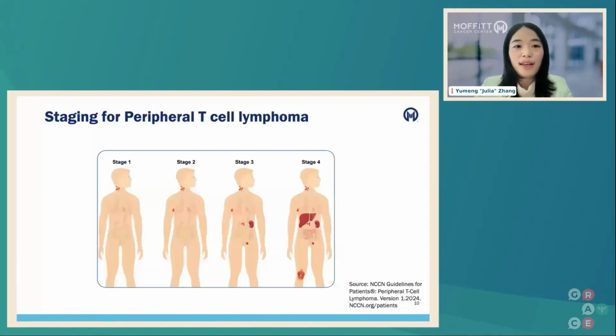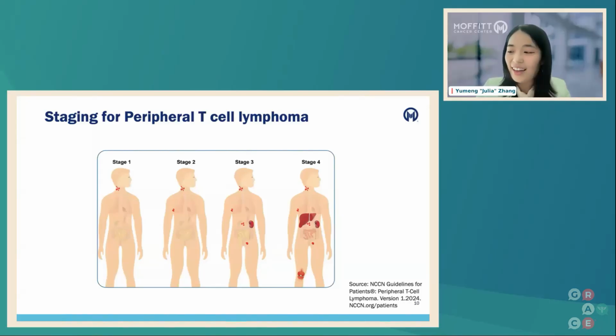So here is the staging. You can see if it's just one area, then it's stage 1. If it's two areas, both above the diaphragm or both below the diaphragm, then stage 2. If it's above and below the diaphragm, stage 3. If it involves organs like the liver or bone marrow, we call it stage 4.